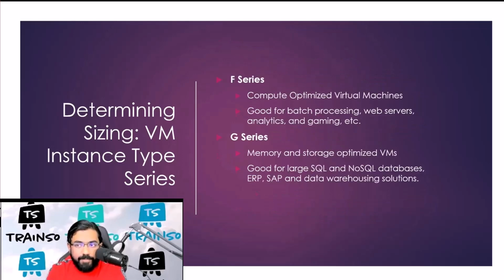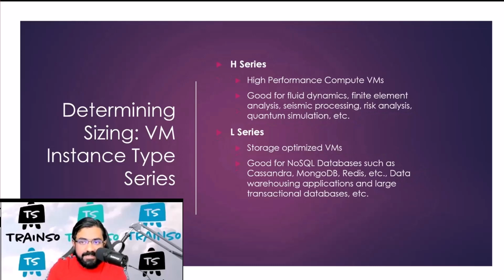F series, compute optimized virtual machines, good for batch processing, web servers, analytics, and gaming, etc. G series, memory and storage optimized VMs, good for large SQL and NoSQL databases, ERP, and data warehousing solutions. Then you have H series, high performance compute VMs, good for fluid dynamics, finite element analysis, seismic processing, risk analysis, quantum simulation, etc. L series, storage optimized VMs, good for NoSQL databases such as Cassandra, MongoDB, Redis, etc. and also data warehousing applications and large transactional databases, etc.